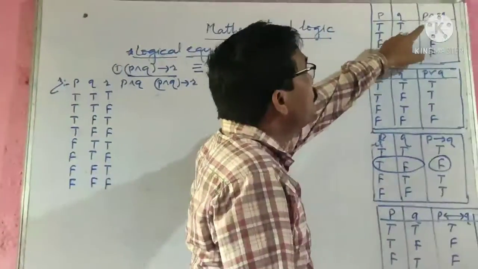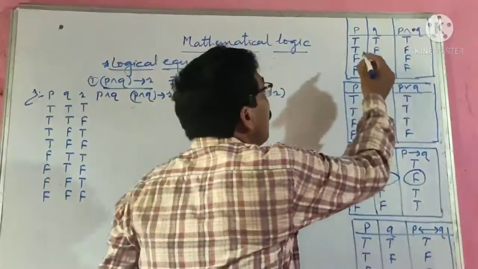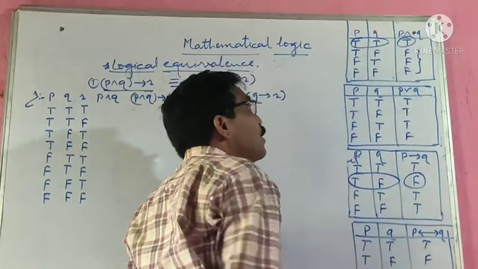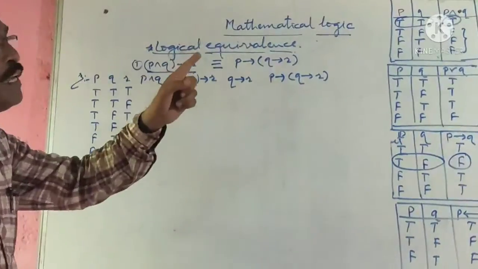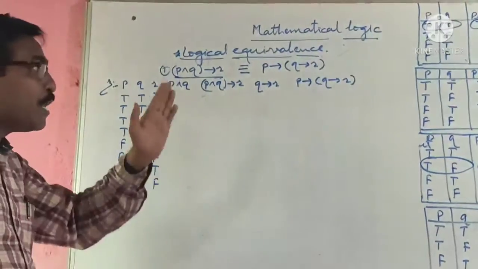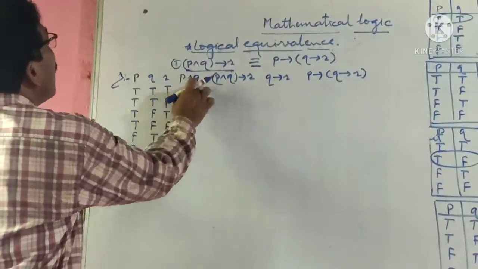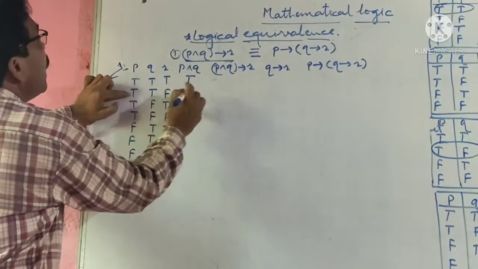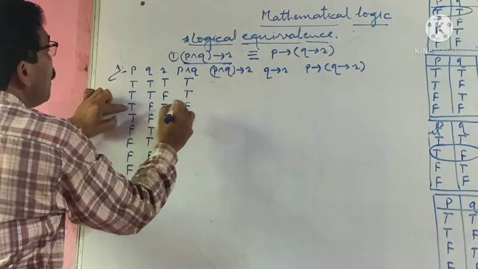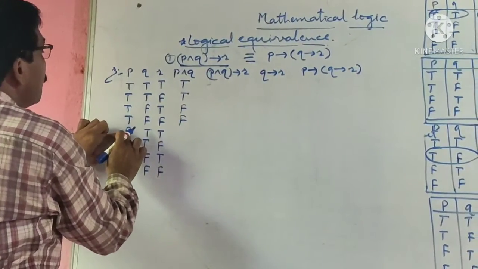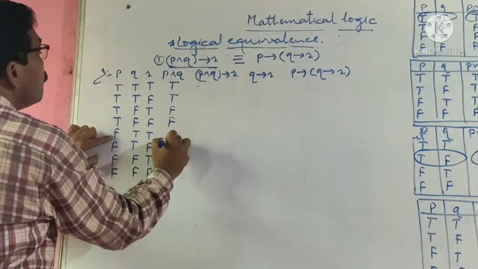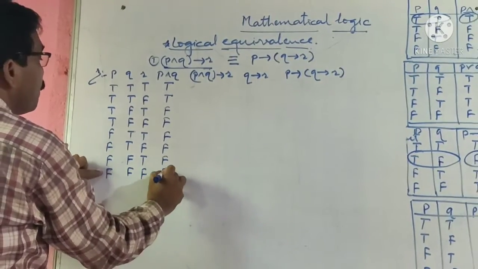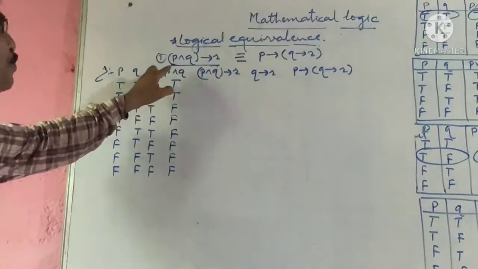Now here see, this is the table of P and Q. When we have T and T, then we have T only, and in the remaining three cases we have F. So remind, T and T is T, and the remaining three cases are F. So P and Q, that is this and this column: T and T, T; T and F, F; F and T, F; F and F, F. So these are the entries of this column of P and Q.